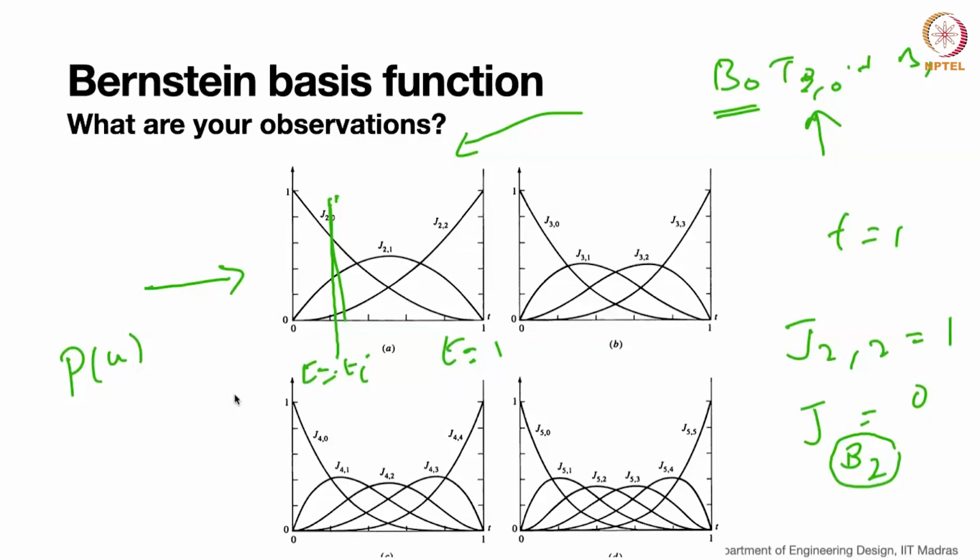So at t equal to 0, it has to follow the tangent of the first line segment of the control polygon, which is B0, B1. In a similar way, what will happen at t equals 1? What is your guess? It will be the tangent along Bn and Bn minus 1. Correct. It will be in the direction of Bn and Bn minus 1.